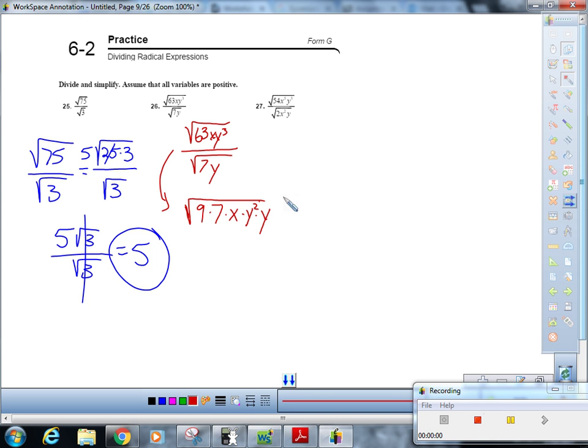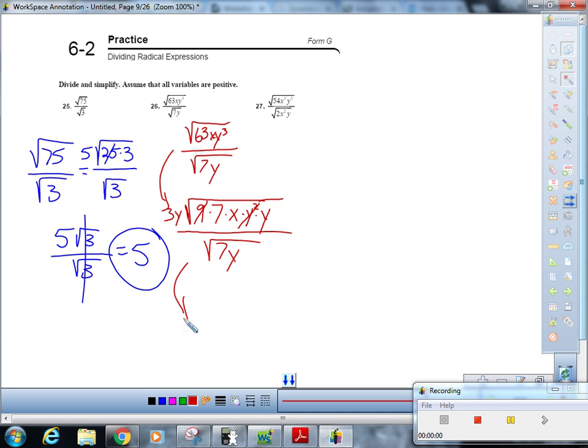Now, why did I make this y cubed into y squared times y? That's a lot of y's. Well, because what I'm looking to do is to take things out. Well, let me rewrite this. All over the square root of 7y. Okay, so I'm going to take out this 9 and I'm going to make it a 3. I'm going to take out this y squared and I'm going to make it a y. And so that's all we have left.